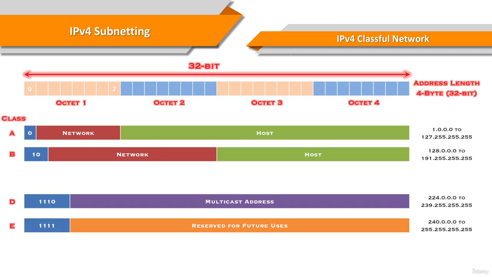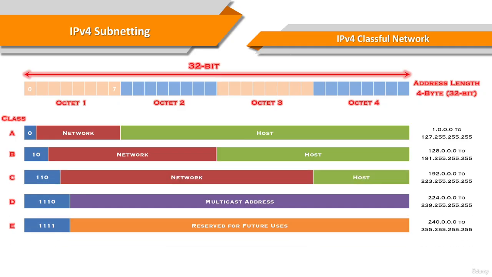65,534 hosts. And finally, in a Class C address, the first 3 octets are the network portion. Class C has a major network address of 192.0.0.0 all the way through 223.255.255.255. Octet 4, 8 bits, is for local subnets and hosts, perfect for networks with less than 254 hosts.